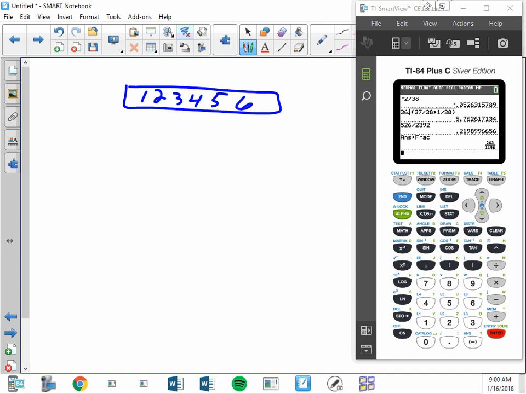1, 2. Why not 1, 1? Because I'm not putting anything back in. I'm going to reach in, pull out a number, set it down, reach in, pull out another number, and set that one down. So I cannot get 1, 1. Why not? There's only one number in there that is a 1. So that doesn't work. So we'll do 12, 13, 14, 15, 16. What would the next row be?